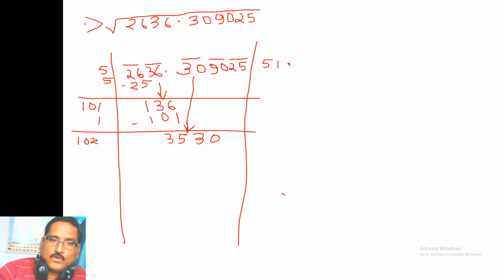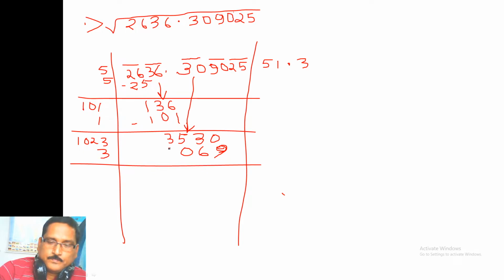How many times can it go? Definitely 3 times, not more than 3 times. Okay, so write down 3 here, 3 here, and 3 also here. Now multiply, you will be getting 3 3s are 9, 3 6s are 18, 3 9s are 27... Subtract, we are getting what? 1, 6, 4.